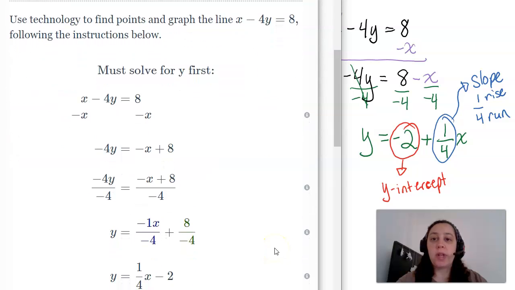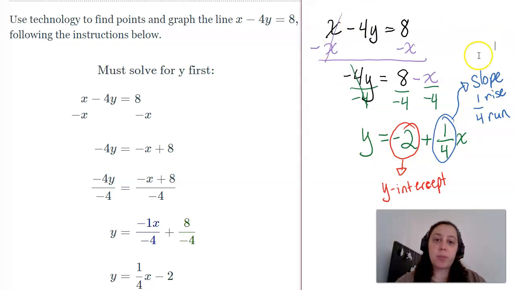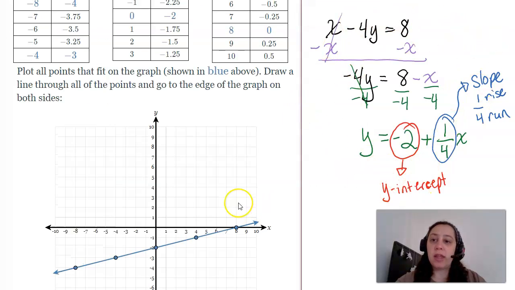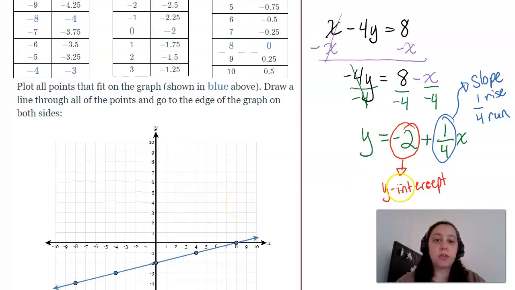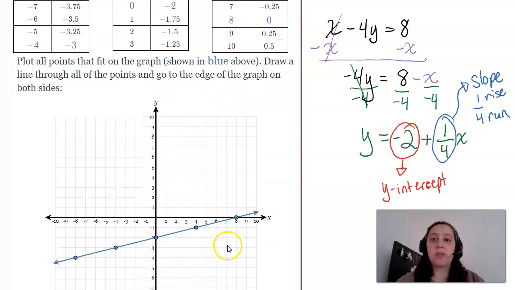So whenever you have to graph a function that does not have y equals, the first step is to solve for y. Then you can get your table or find your y-intercept and slope to graph your points and draw the line.